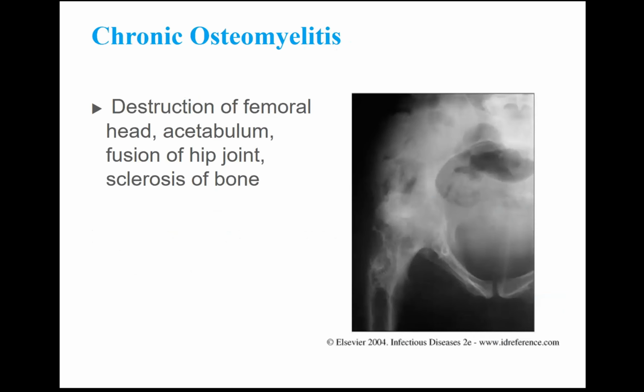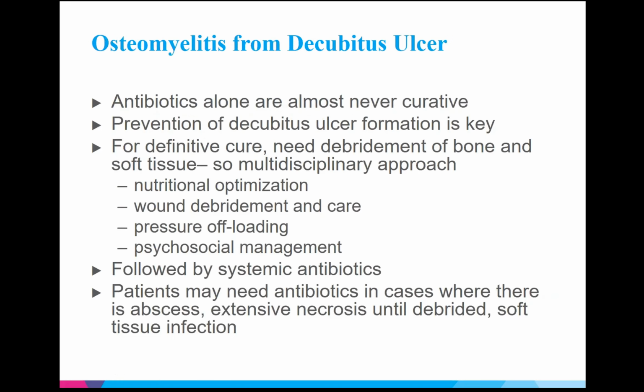Okay, just a couple of slides on chronic osteomyelitis, which really, as you can see here, this is destruction of the femoral head, acetabulum, fusion of the hip joint, and this is really from a decubitus ulcer, right? So it's a contiguous form of osteomyelitis. We see a lot of this in medicine, and I see a lot of it in ID.